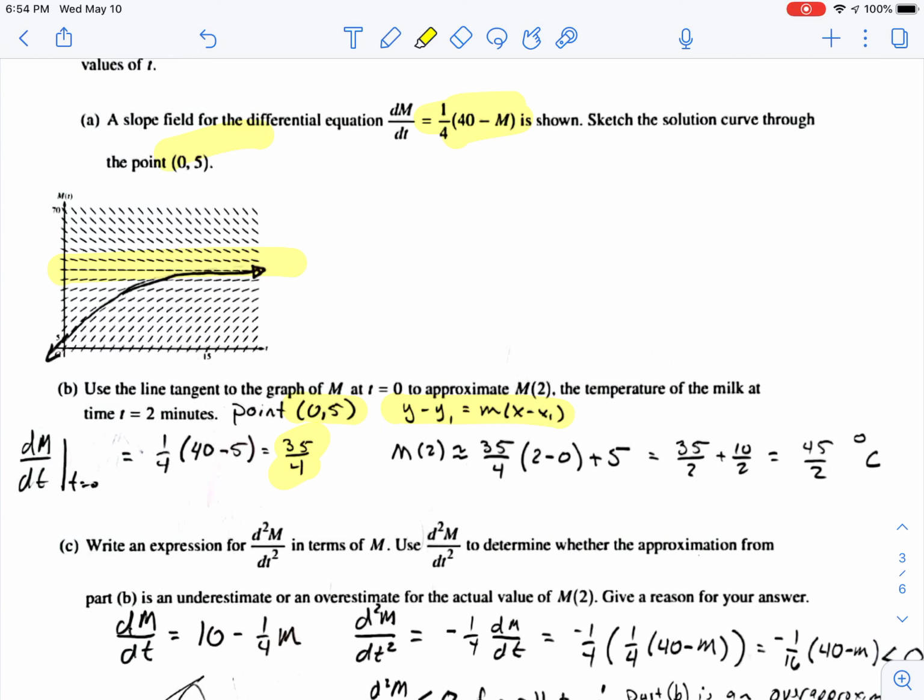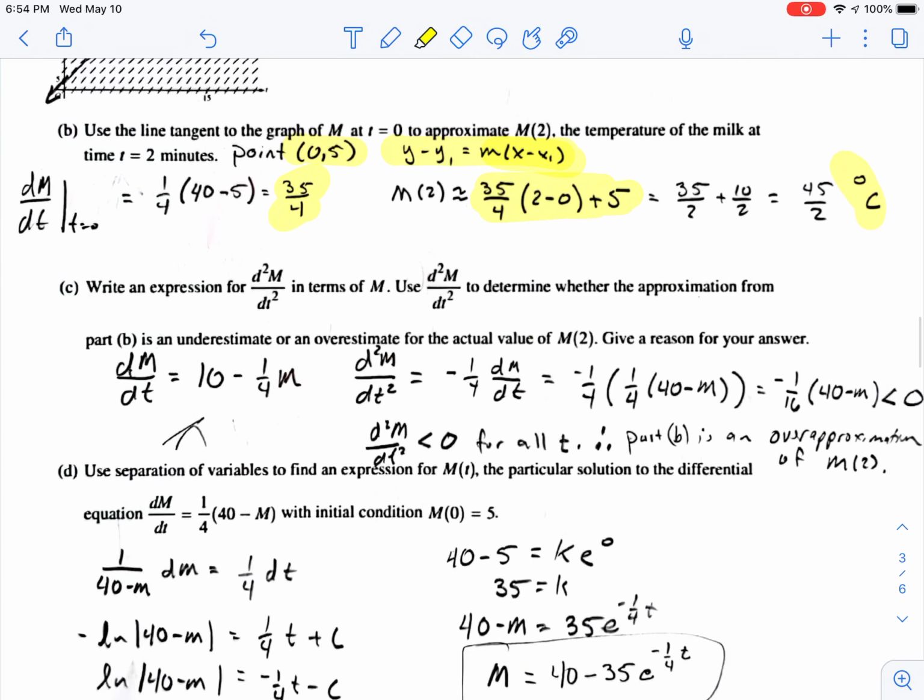If we just plug in, our m of 2 is going to be approximately 35 fourths times 2 minus 0. You obviously don't need the minus 0, but I put it there because of the inclusion of the point slope, plus 5. And so when we do that, we should get 45 over 2. But feel free, if you left your answer just like that, the College Board's counting it, just make sure you put the units. Write an expression for the second derivative.